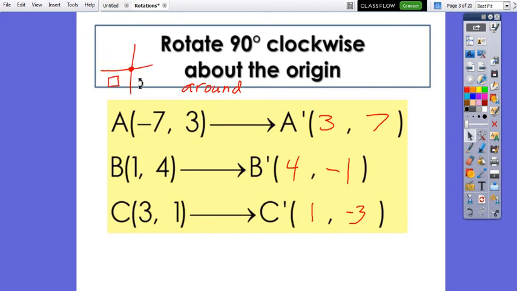That's 180 counterclockwise. That's 270 counterclockwise. And now it's 360. That's back where I started. Okay? I'm moving around that center point, the origin.